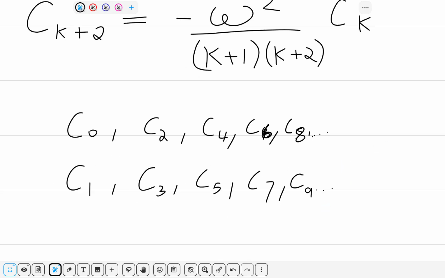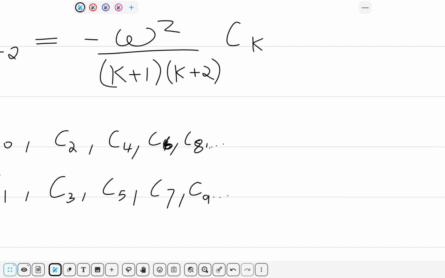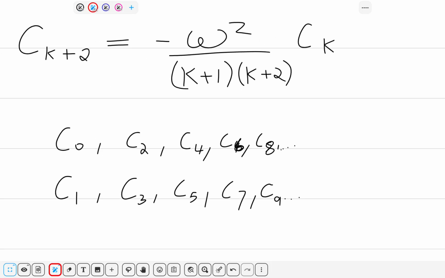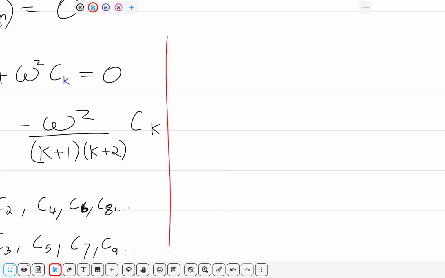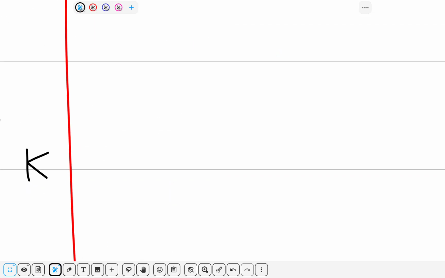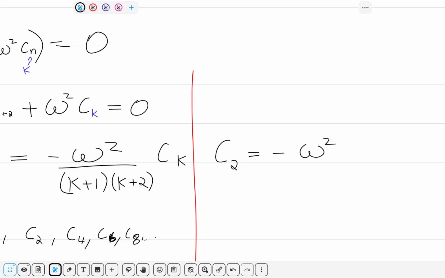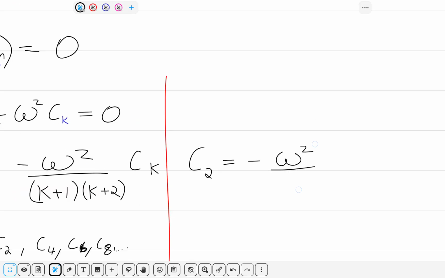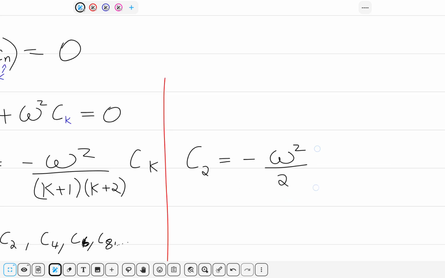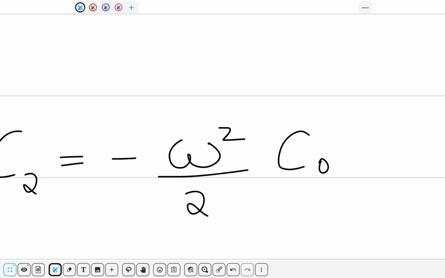I don't know, this is so complicated, but somehow it boils down to patterns which even a child can understand. So these two will be my completely independent coefficients. Let me analyze one by one. Suppose I know C0, then C2 will be minus omega square by 2 times C0, right?